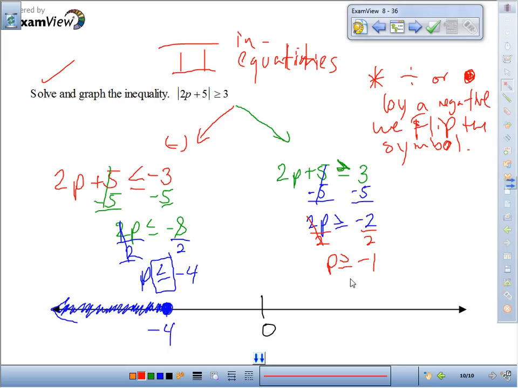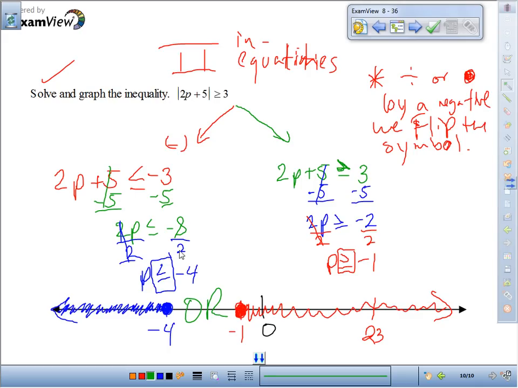Graph the other one. Negative 1 is about right here. Does it include the point? Yes, because it has the equal sign, so you plot your point. And it says, P is greater than or equal to negative 1. What numbers are greater? Everything to the right, right? And of course, it includes negative 1. So, who notices that these two graphs are not intersecting here? That's why this is known as an OR.